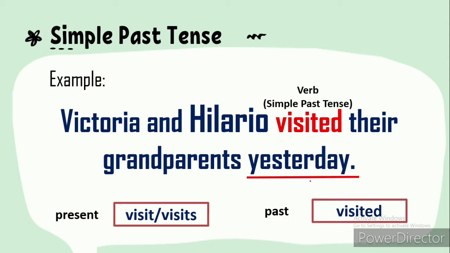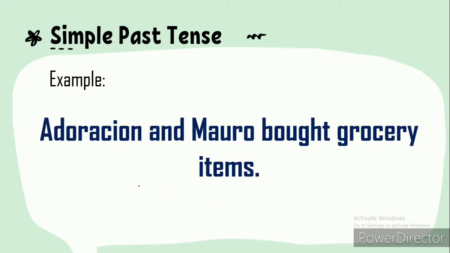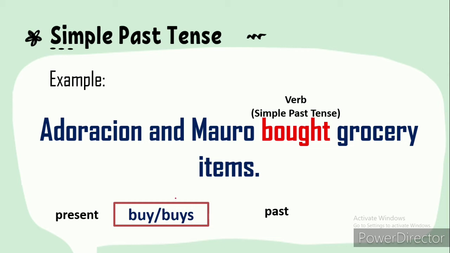It ends with ed. So this is a regular verb. Take note of the time indicator yesterday, meaning it already happened in the past. Another example. Adoracion and Mauro bought grocery items. The verb here is bought, and it is in simple past tense. The present tense or present form of the word bought is buy or buys. It depends on the number of subject. For singular subject, we have buys, and then for plural subject, we have the base form, which is buy. And then the past form is bought. So as we notice, we changed the spelling of the word from the base form to past form. So meaning this is an irregular verb. So that's it for simple past tense.